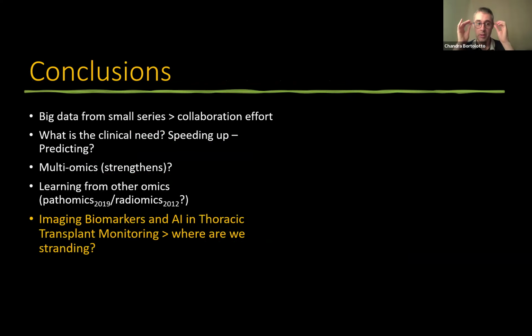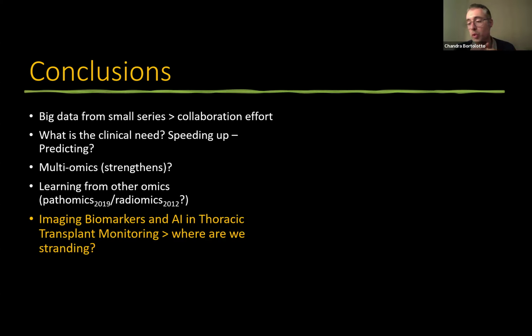In conclusion, we try to apply big data to small series. This is complex. It's much more complex than in other areas, so we need a collaborative effort. We need to focus very strongly on actual clinical need. If we want to speed up things, we need to work in that direction. If we want to do prediction, we need to use the correct tool. Just remember the use of X-ray to do something that we do actually on CT. Interesting that it works, but actually it is out of scope.